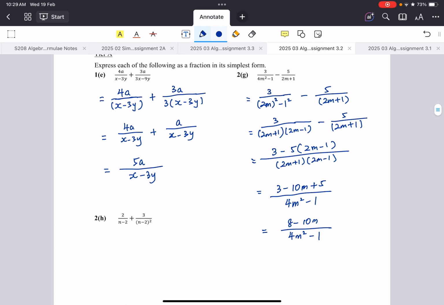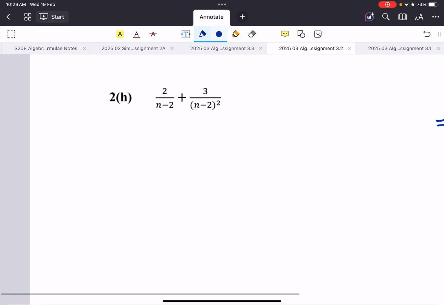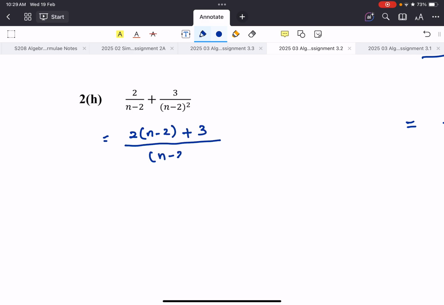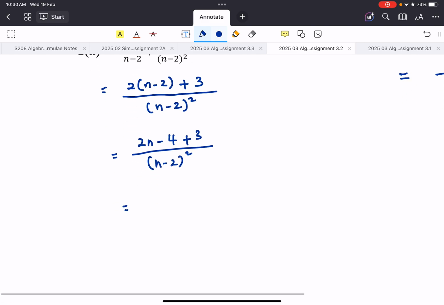Next example over here, similar idea. This time round, we have made the denominator common. So we will need to have 2(n minus 2) plus 3 over (n minus 2) squared. This will give me 2n minus 4 plus 3 over (n minus 2) squared. Simplify it to 2n minus 1 over (n minus 2) squared.